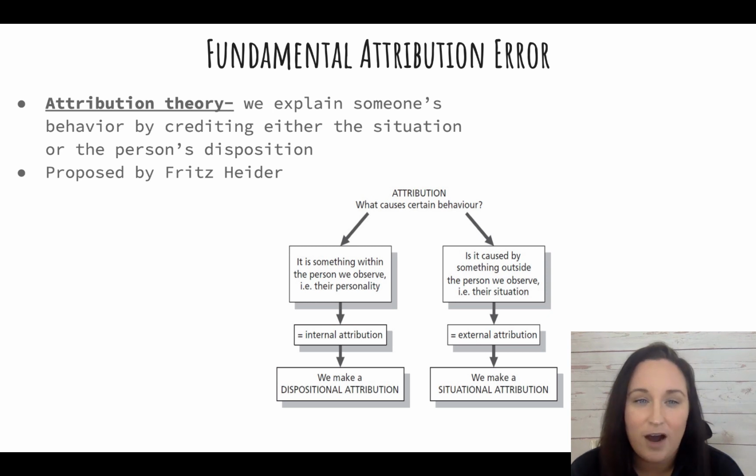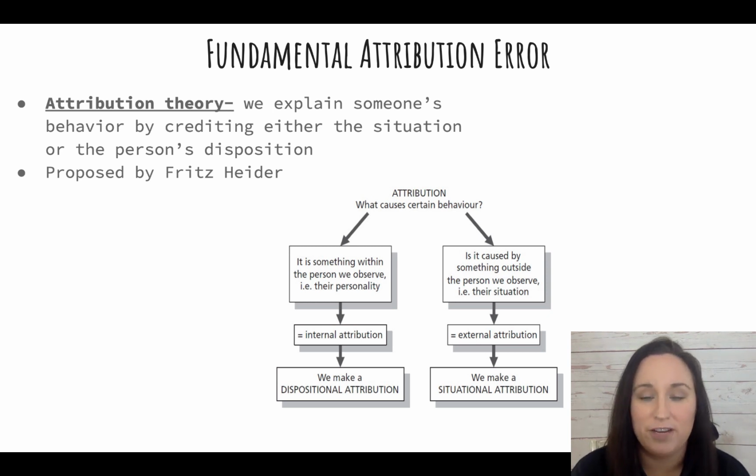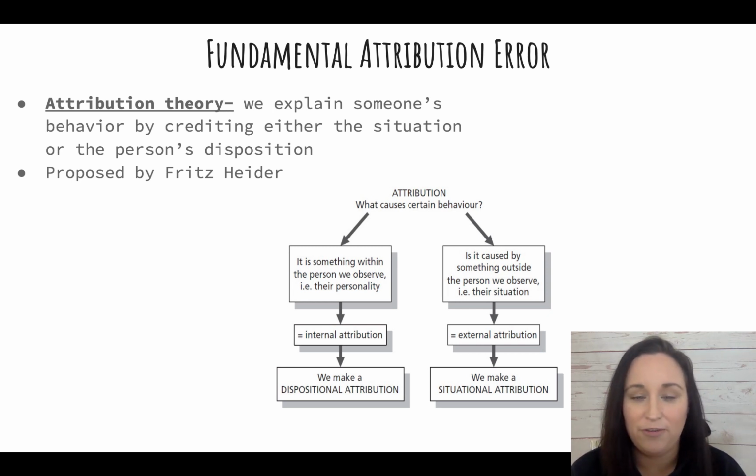So first, let's talk about attribution theory. Attribution theory, how we attribute, is how we explain. It's our attributional style, our explanatory style. We either credit someone's behavior to the situation or to the person's disposition. This was first proposed by Fritz Heider.